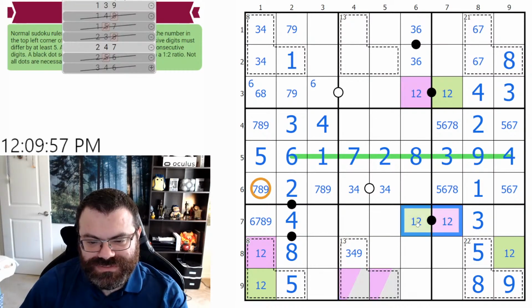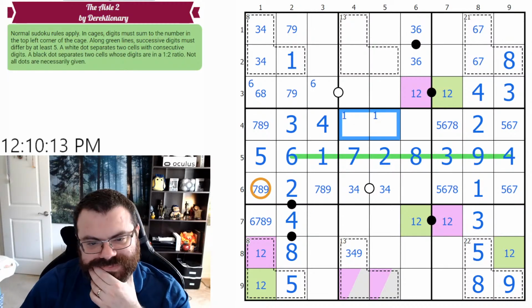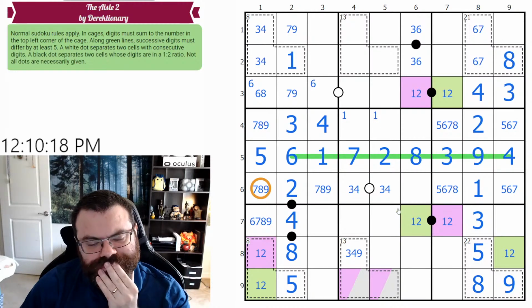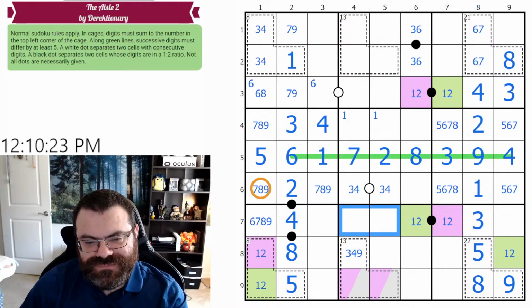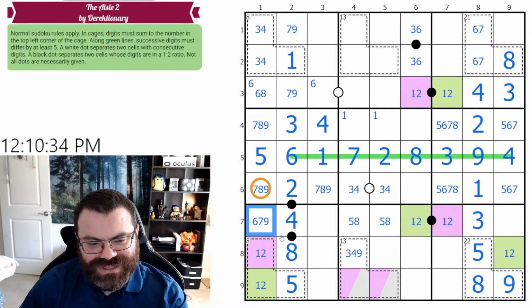That might end up distinguishing purple and green, but I'm not sure. We know there's a 1 up here somewhere. And it would be, if it was, never mind. Yeah, this is a 5-8 pair. Fives and 8s look in. This can't be an 8.